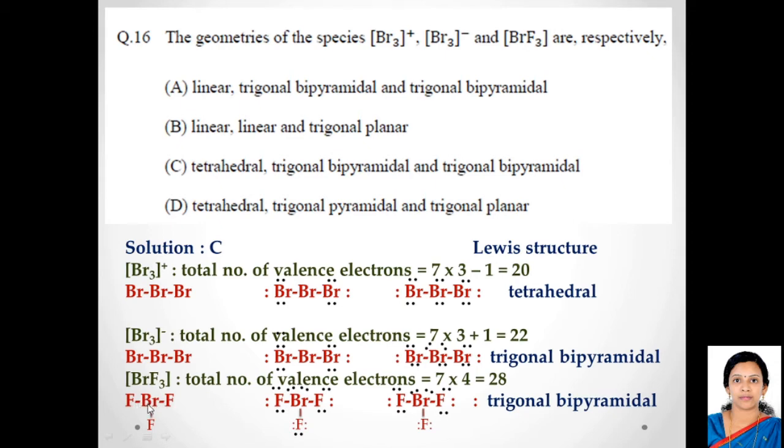We can arrange the bromine with three fluorines around it, bromine at the center. Then we give octets for the outer fluorine atoms. We give octets for each of the fluorines, so 3 octets means 24 valence electrons have been used out of the 28 valence electrons. The remaining 4 valence electrons are 2 lone pairs, so we put them on the central bromine atom. So the central bromine will have 2 lone pairs and 3 bonded pairs.